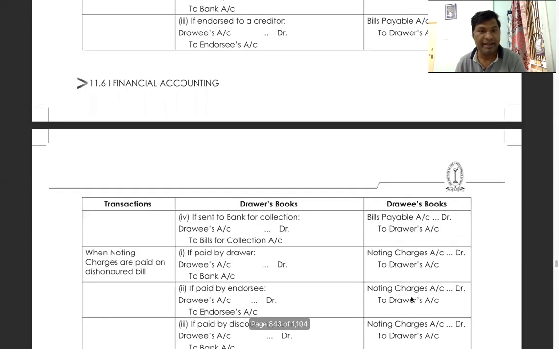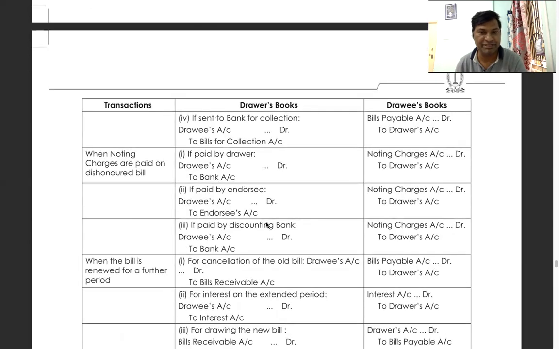And if there are any noting charges, in the previous problem we have seen the noting charges. If it is sent for collection, drawee to bill collection, and the entry in the books of drawee is bill payable to drawer. When noting charges are noticed in the problem, then if it is paid by the drawer, drawee's account debit to bank in the books of drawer. If it is paid by the endorsee, drawee to endorsee.